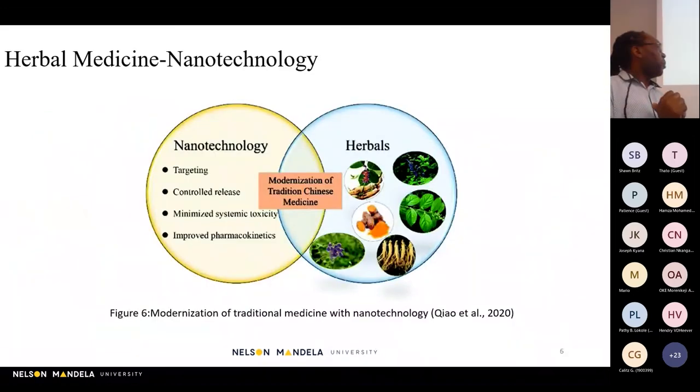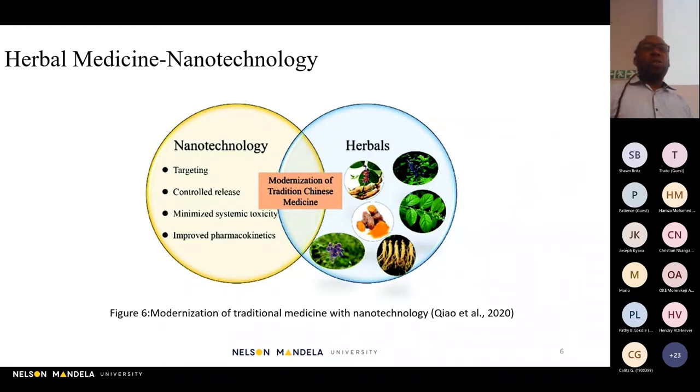So here, like I've mentioned, we'll be merging nanotechnology and herbal medication. By merging the two, we're going to improve the application of herbal medicine, because the problem with herbal medication is that sometimes when you're taking it, it can cause cytotoxicity because there's no control of the dose. Sometimes you might be taking herbal medication together with your ARVs, and sometimes they're going to create complications.